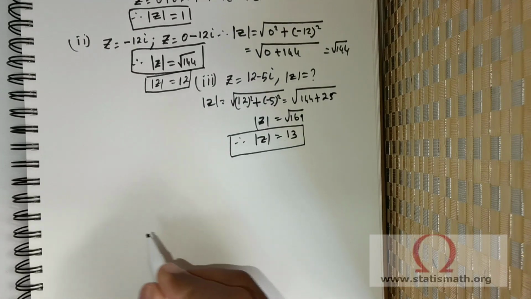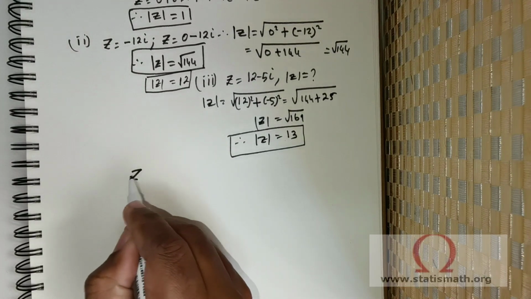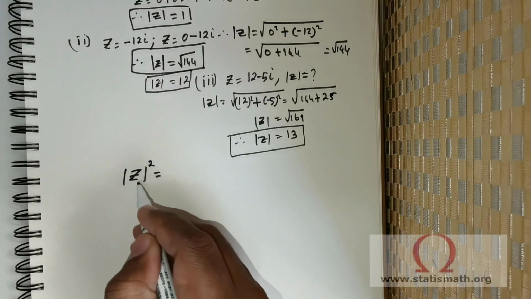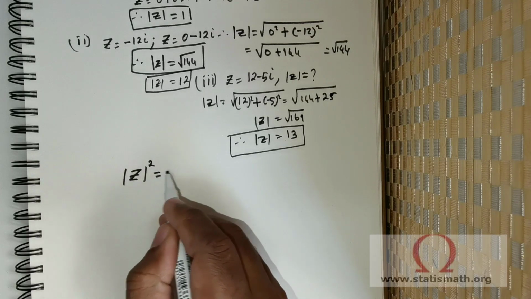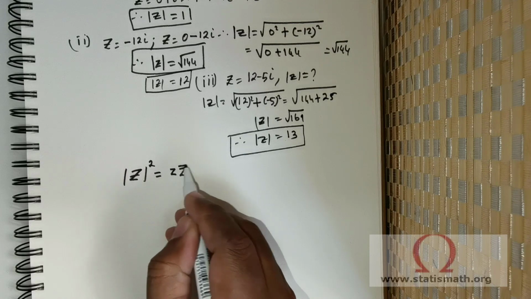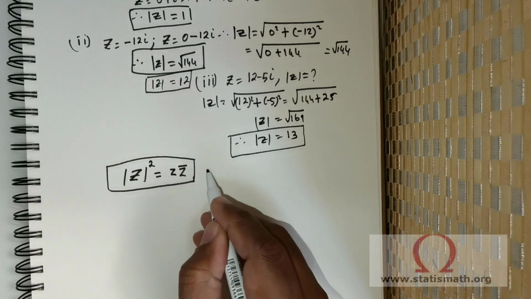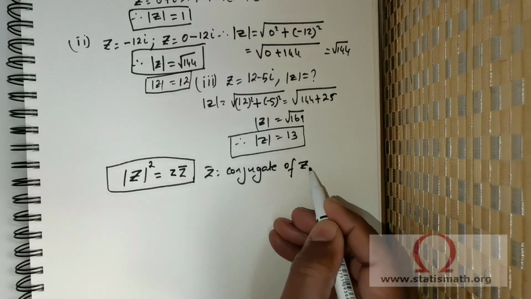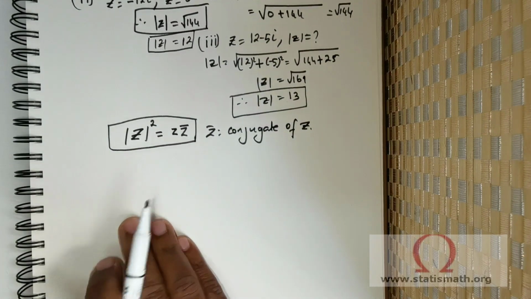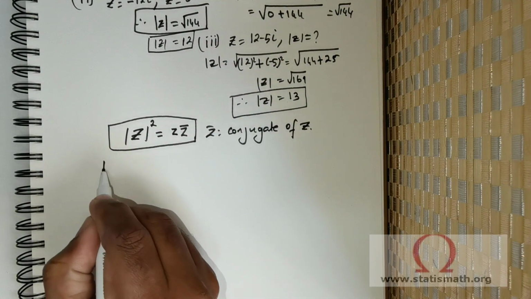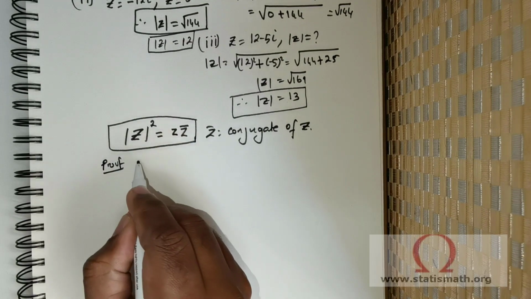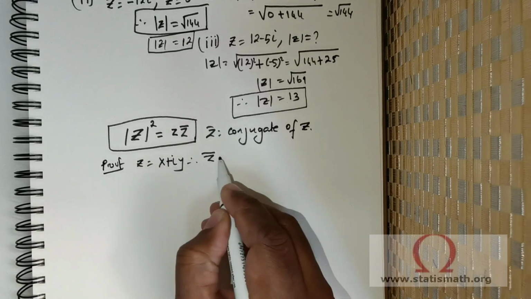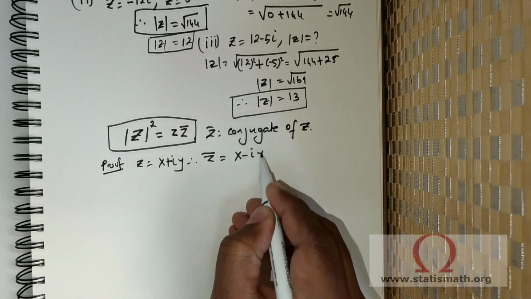I also want to stress another important fact: when you raise the modulus of z to the power 2, the outcome is z multiplied with its conjugate. Here z bar is nothing but the conjugate of the complex number z. I'm going to show you how this is true. This is the proof for this result. Let us take z to be x + iy. So the conjugate of this complex number is x - iy.